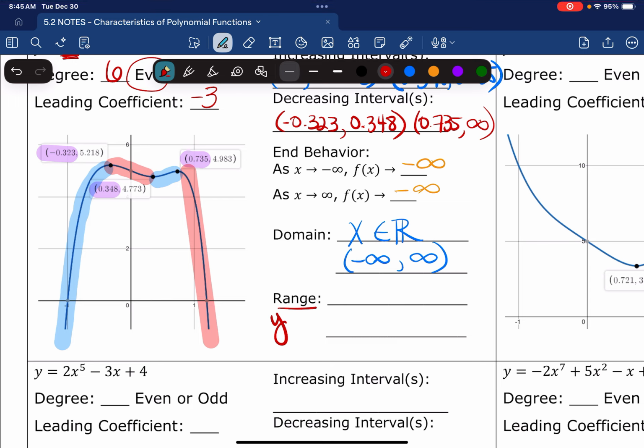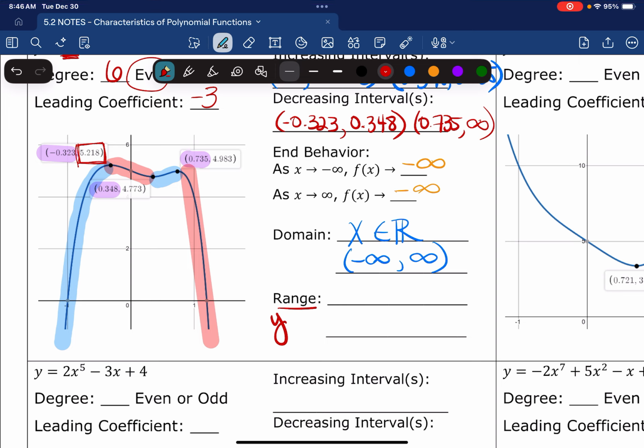Well, what is that y value? It's 5.218. This is the only time we use our y values when we're talking about the behavior. I don't want to say the only time, but this is when we're going to use this y value, 5.218. And that's only because we are talking about range.